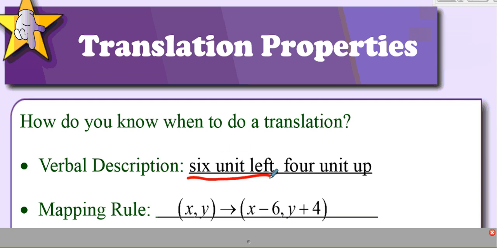So if we're going 6 left, the 6 is going to be with the X. And then since it's left, left is negative, right is positive. Same thing, 4 up. Y is the one that tells you to go up and down. So since it's up, it's plus 4.